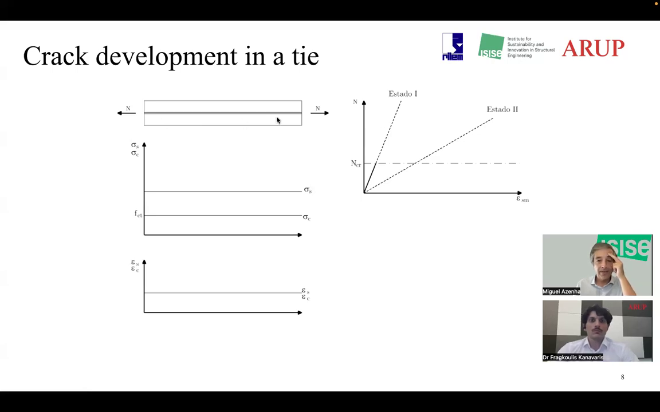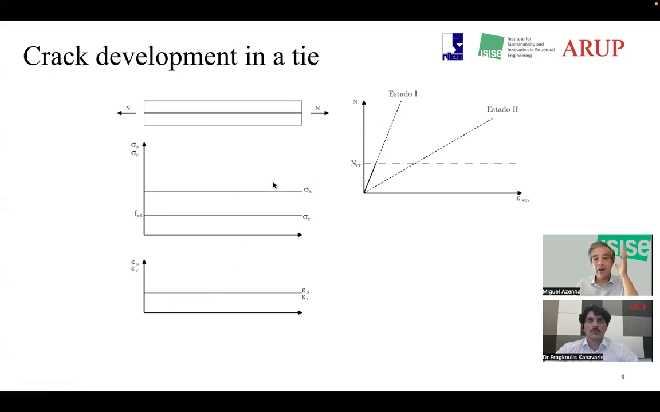We have a tie. This tie is under controlled force testing. So we will increase the force monotonically along an experiment. And during this experiment, we are recording the force and we are recording the average strain on the system. And this will be recorded also in terms of the steel stress and the concrete stress, as well as the strain in both materials.